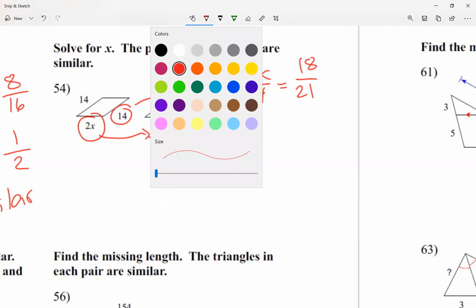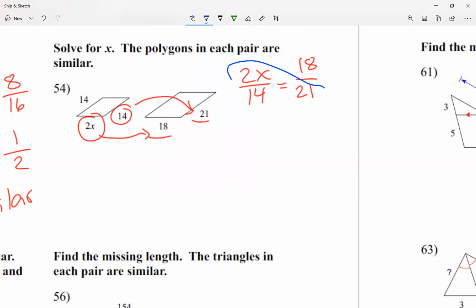Let me change this to blue. So if I go this way, 2x times 21 gives me 42x. And this other way, 18 times 14, use a calculator if you need to. 18 times 14 is equal to 252.